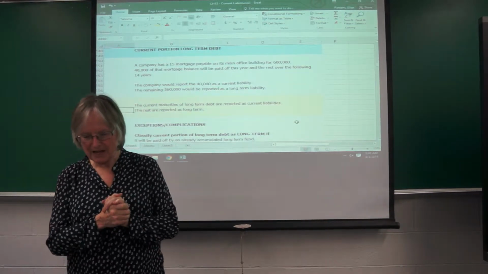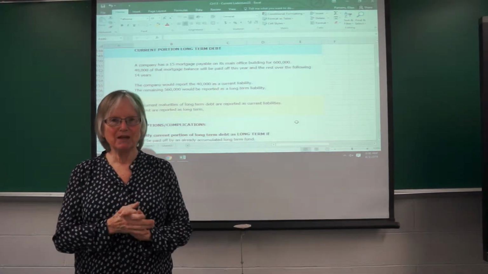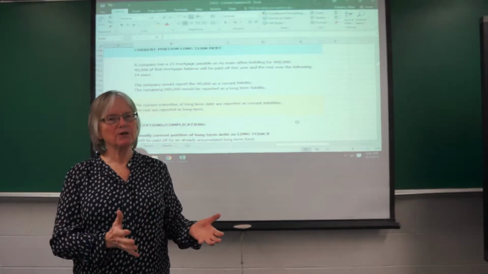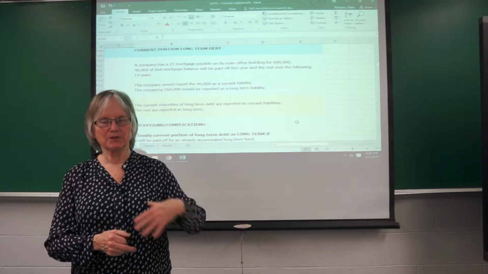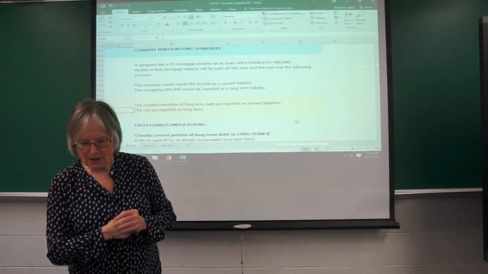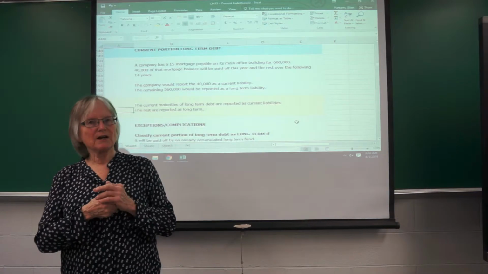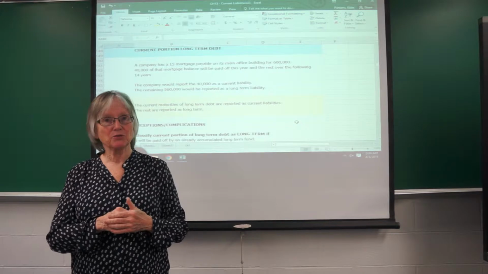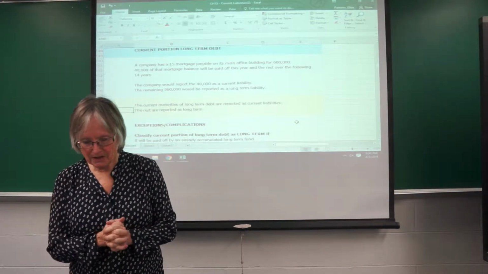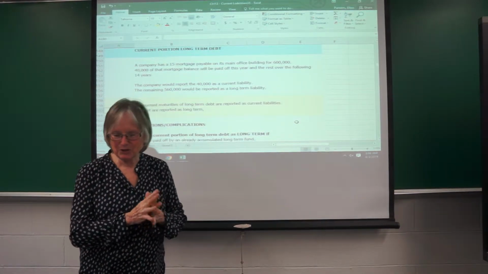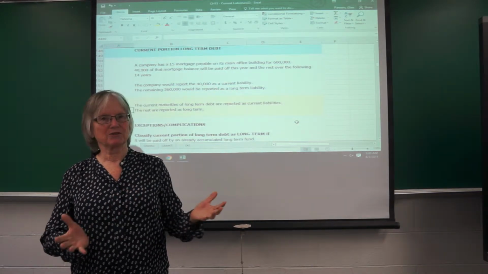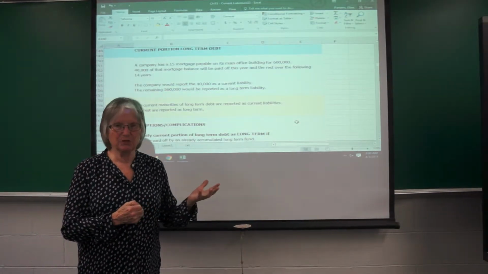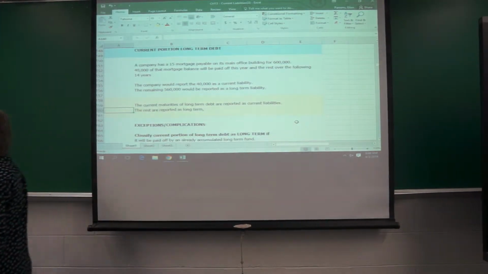Okay, so a company has a 15-year mortgage payable on its building. Maybe the whole mortgage is $600,000, but $40,000 is coming due within the next year because you make your monthly mortgage payments. So the company would report $40,000 of that $600,000 mortgage as current, and the rest would be reported as long-term. So the current maturities of long-term debt you report as current liabilities. The rest you report as long-term. Okay, so now there's a few complications to this, as there always are, it seems.